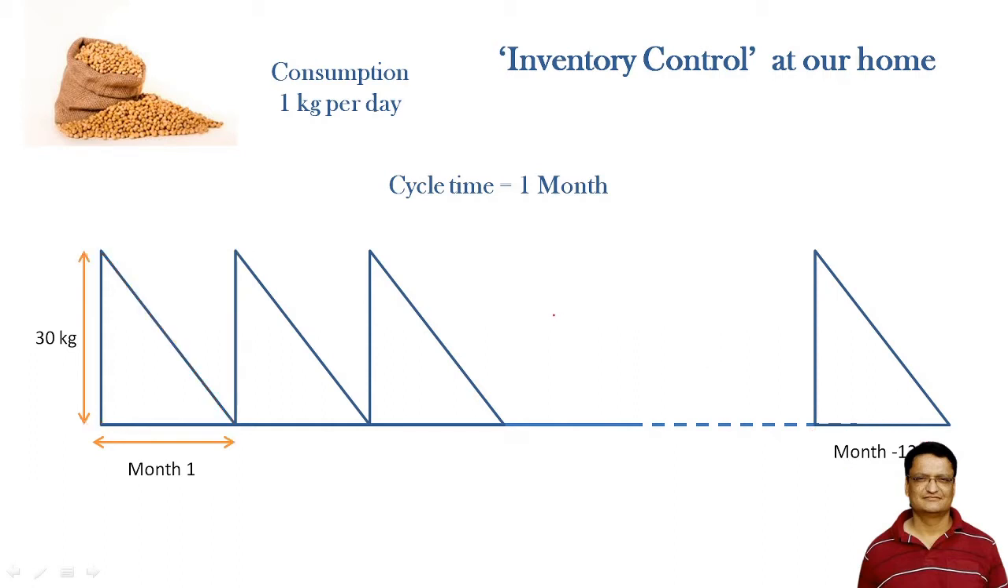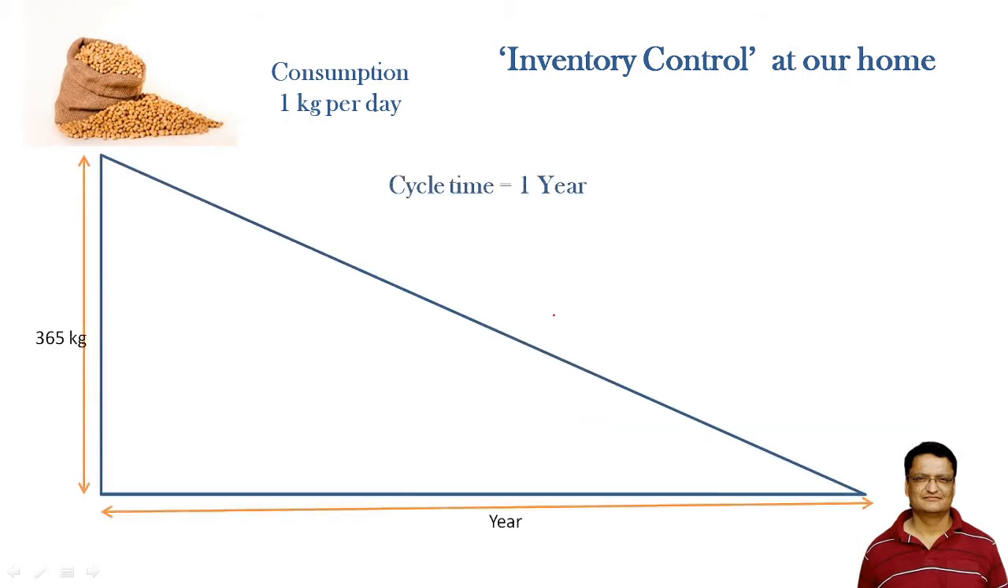Can there be one more kind of approach to this? Yes, I can go for only one cycle throughout the year. I will purchase all the 365 kg of grain required for one complete year on the very first day of my year, right? And there will not be any intermediate purchases, right? So I have the full stock required for a complete year on the very first day of the year, right? So there could be several such approaches to make the purchase of an inventory.